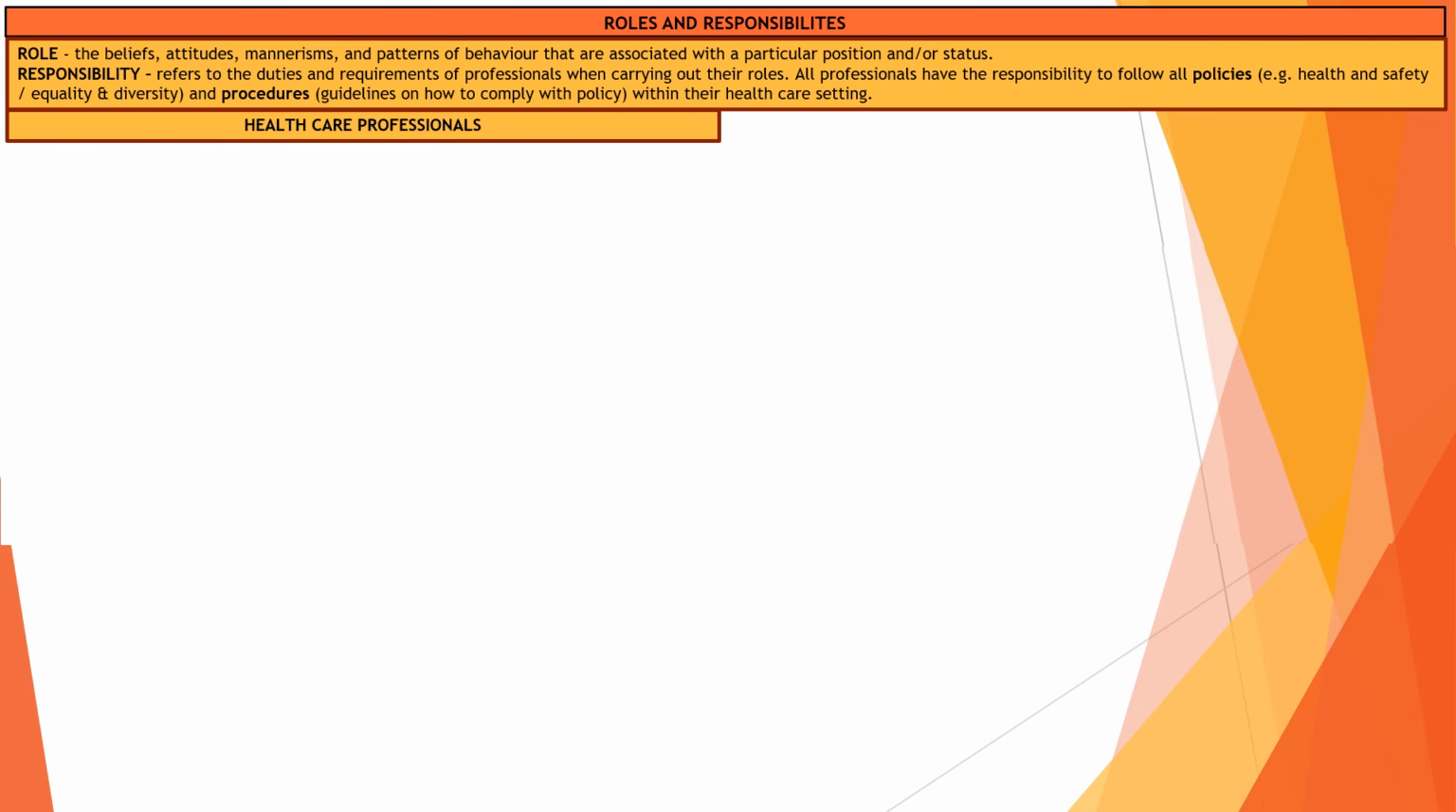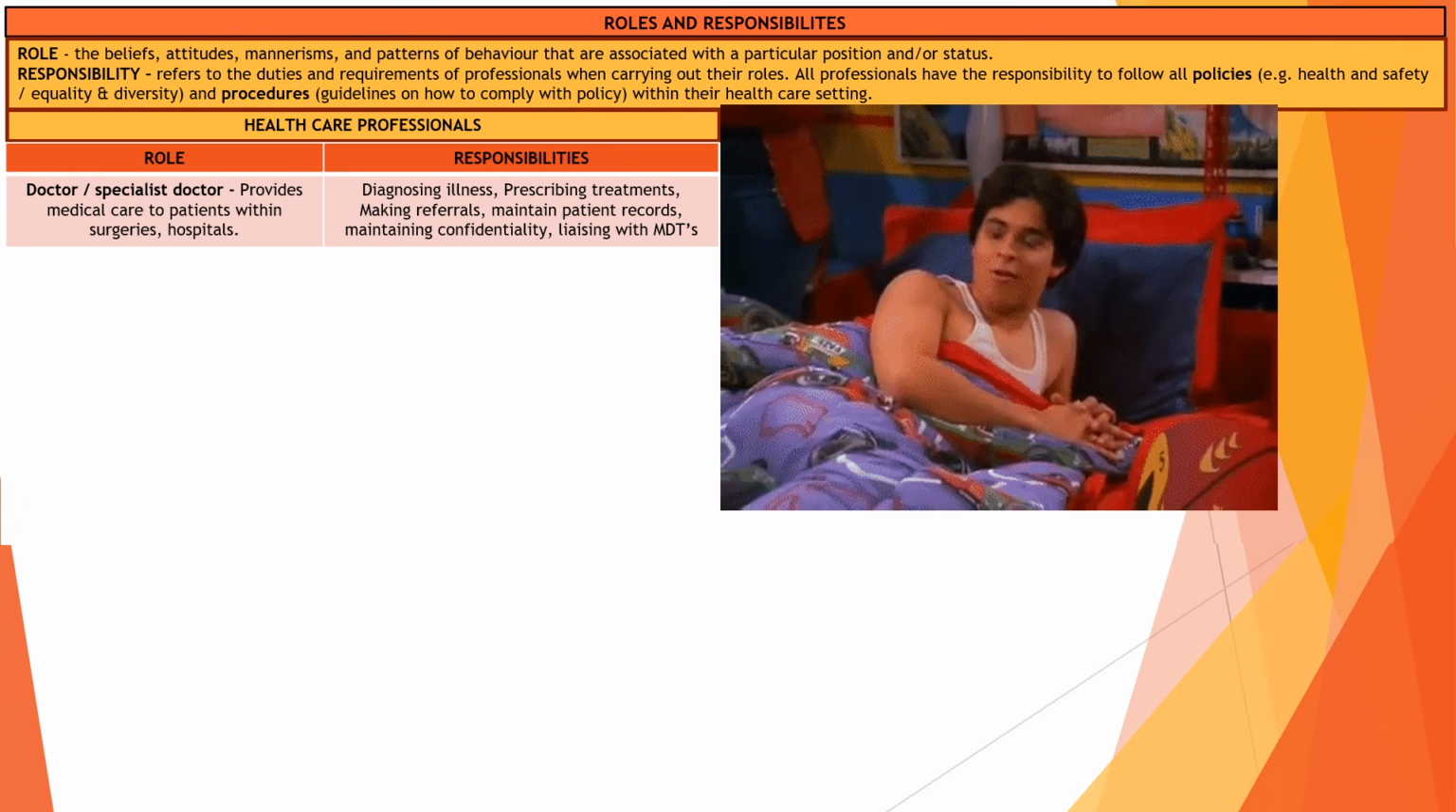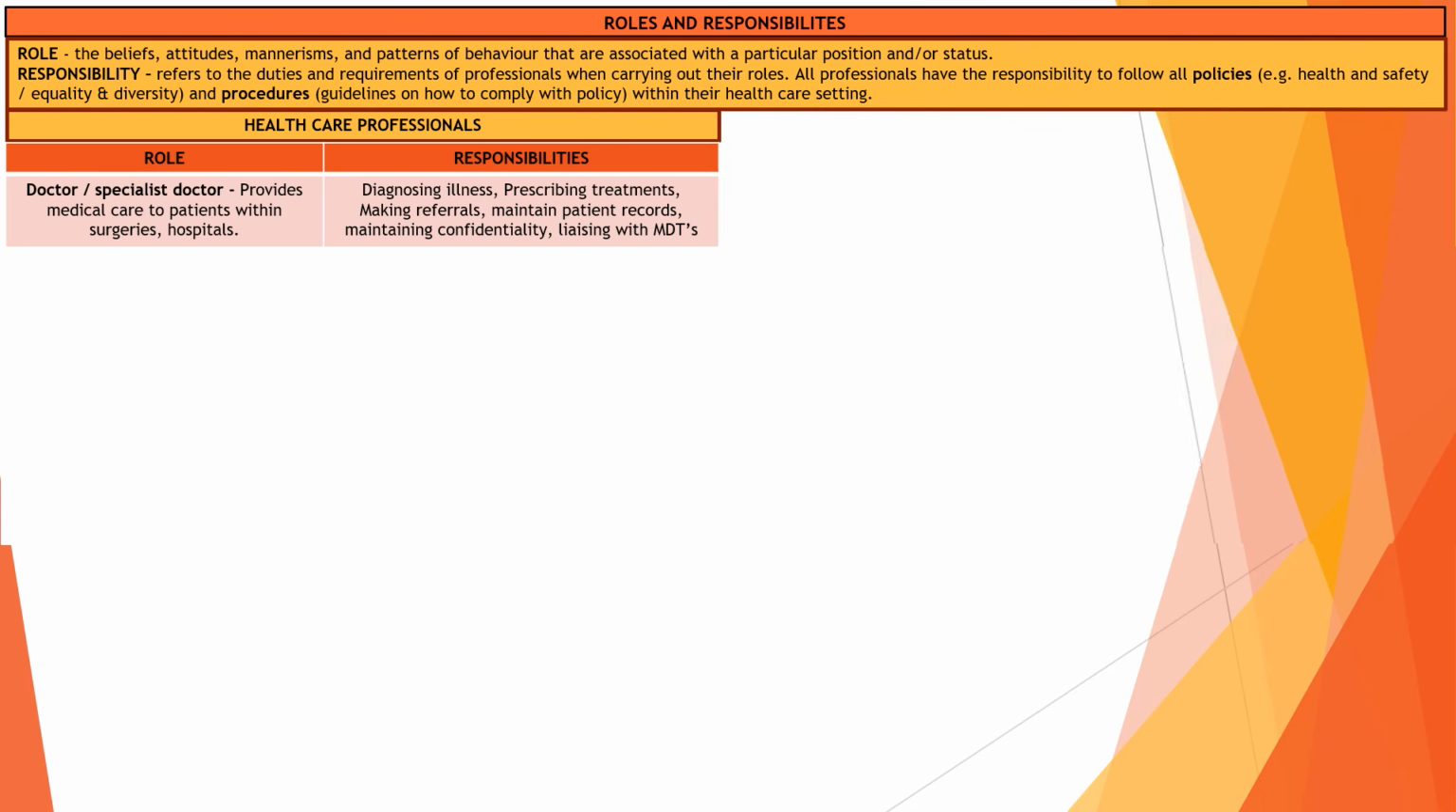So if we look at healthcare professionals first of all, and who they are and what they do. The role of the doctor: there are lots of different types of doctor. They may provide medical care to patients in surgeries. They will diagnose illness, prescribe medication and treatment, make referrals for patients, maintain confidentiality and liaise with a multidisciplinary team.